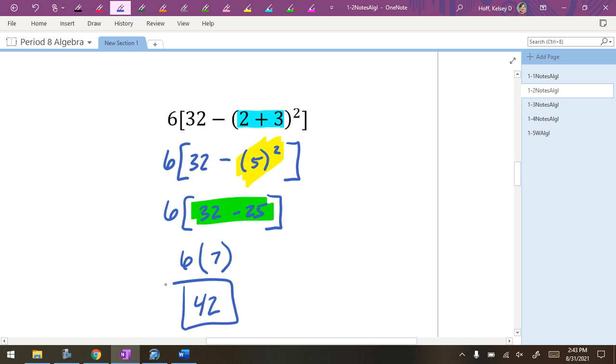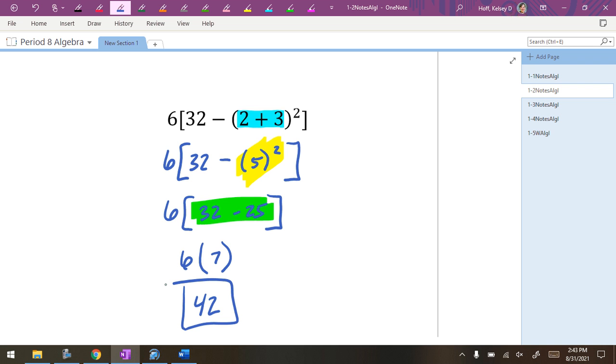Now we're down to, yes, 5 is in parentheses, but it's just a single number. Now we're looking in the brackets. Well, in the brackets, we have subtraction and we have exponents. Which one comes first? Exponents. So 32 minus, then 5 squared is 25. Now we're down to just subtraction in there, which is 7, and then we multiply. So if you have multiple parentheses and or brackets, always go to the furthest inside and work your way out.